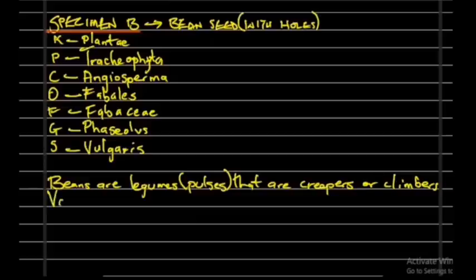So we have different varieties of this particular crop. Example, we have the kidney bean.